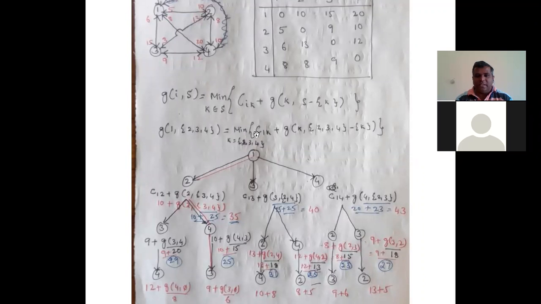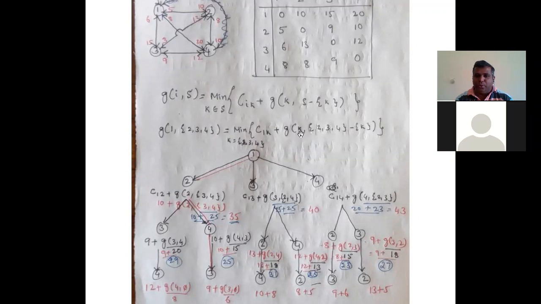Minimum of C of 1 comma K. 1 is the starting node. K is the various intermediate node. It can be 2, it can be 3, it can be 4. So you will get a minimum of 3 expressions. K varies: 1 to 2, 1 to 3, 1 to 4. So for each case, plus G of K.